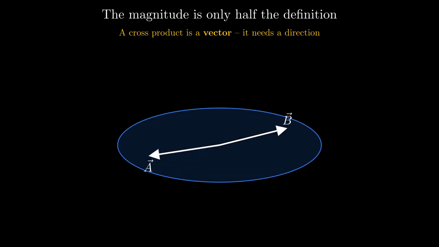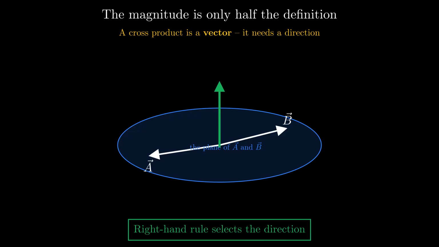The magnitude is only half the definition. The cross product is a vector, so it needs a direction. The vectors A and B form a plane, and the cross product points perpendicular to that plane. But there are two perpendicular directions, one out of each side. We need a convention to pick one. That convention is the right-hand rule, and it makes the choice the same way every time.